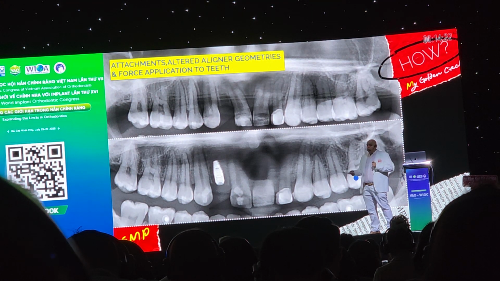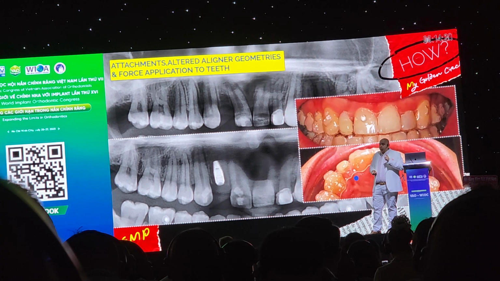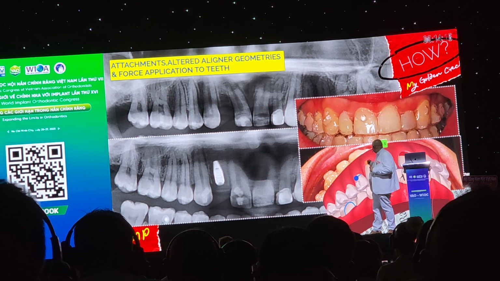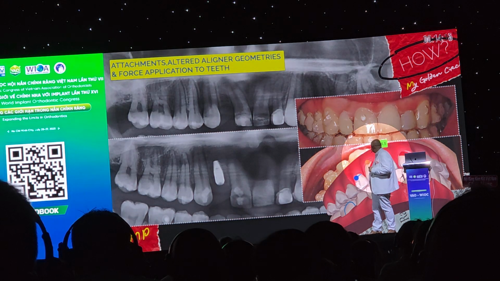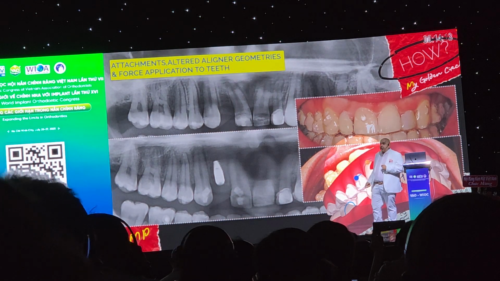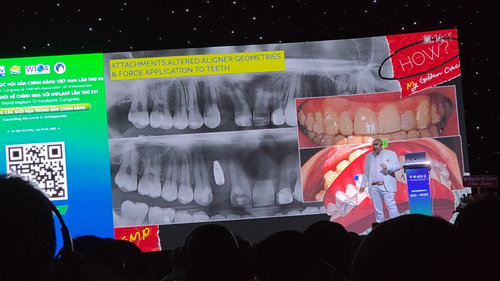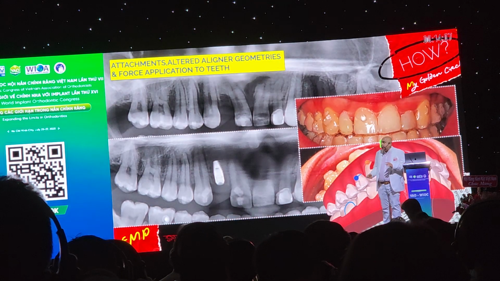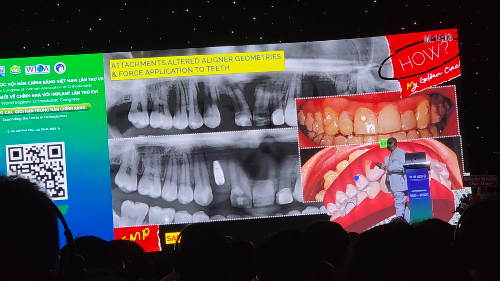Or pure root movement. To create an implant space, again, the attachment protocol used here is a slash attachment, or a sash attachment, placed as cervically as possible, which increases the amount of space that you can get.